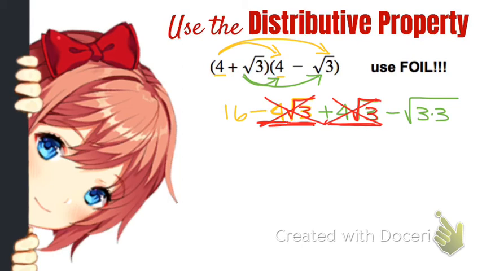Then if I look at the square root symbol here, I have 3 times 3. 3 is being squared. So the square root of 3 squared is 3. So this is all the same as 16 minus 3, which equals 13.